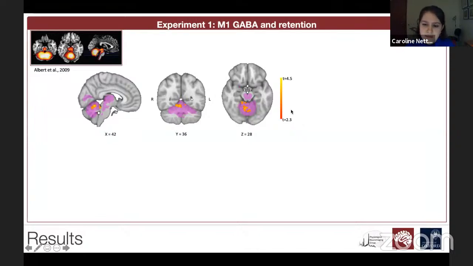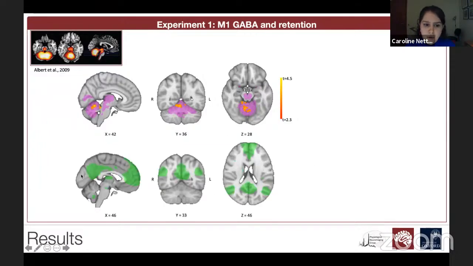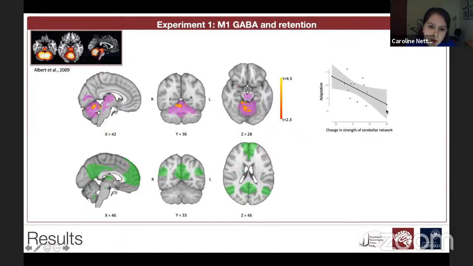To also test the specificity of this result, we ran the same analysis on the default mode network, where we didn't expect any changes, and indeed we didn't find any. We also extended the analysis that Albert and colleagues did by looking inside the rotation condition and seeing whether we can find a relationship between the strength change of that network and the actual adaptation performance. And that's what we're finding. People having a lower error, so performing better on the adaptation task, also increase the strength of the cerebellar network.